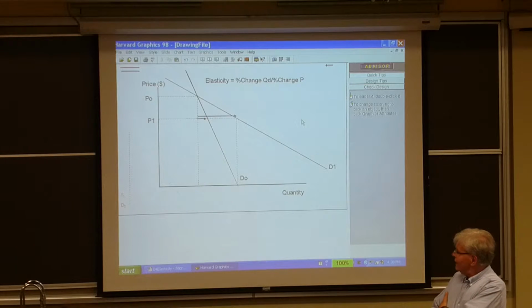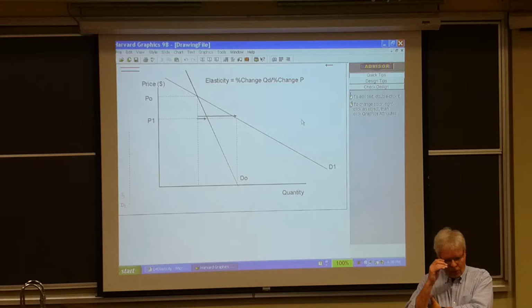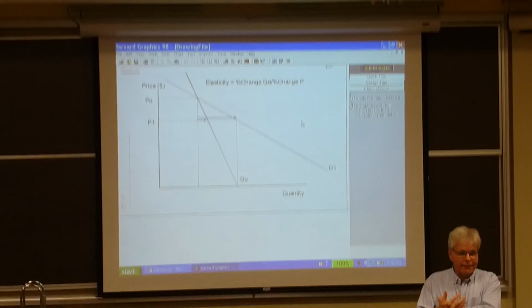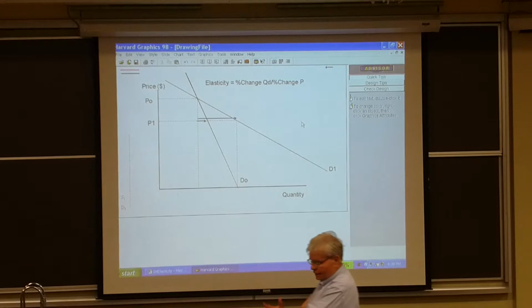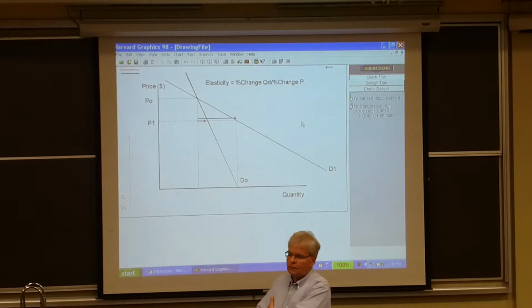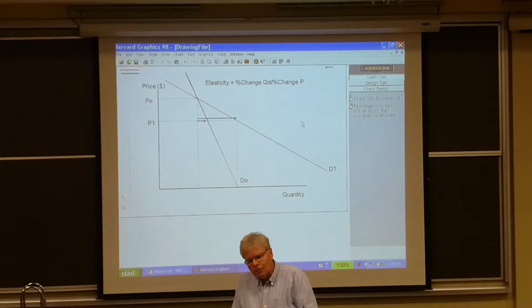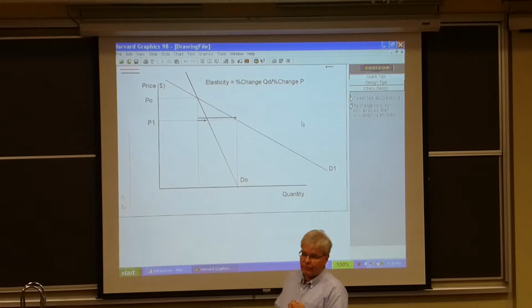Secondly, I would use it this way, as a negative number. For demand, it's always a negative number. Elasticity of demand is, strictly speaking, a negative number because if P goes up, Q goes down, P goes down, Q goes up, right? So it's a negative number.